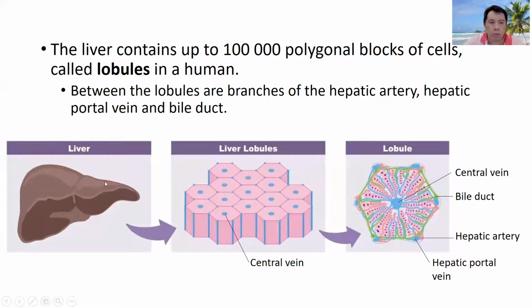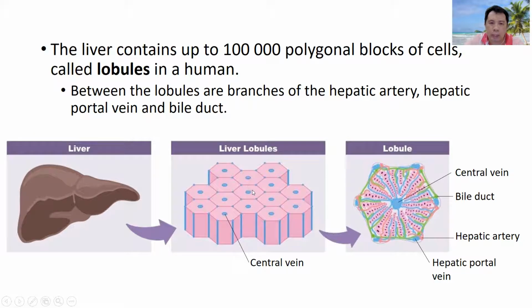When we cut the liver structure, we can see that it consists of 100,000 polygonal blocks of cells. We call them lobules, known as liver lobules. Between the lobules are branches of the hepatic artery, hepatic portal vein, and the bile duct. So this is one lobule, and this is another lobule. Between the lobules, you can see the branches of the hepatic artery, the hepatic portal vein, and the bile duct.